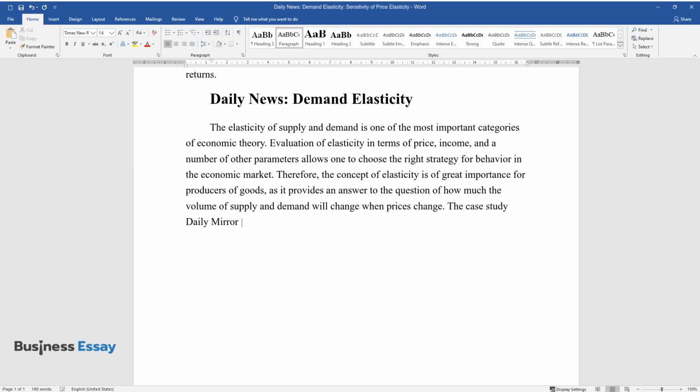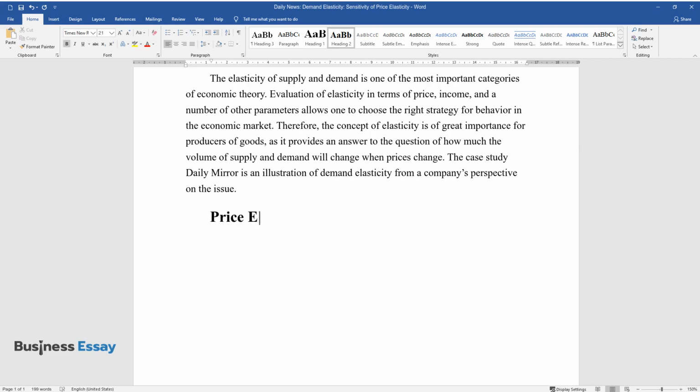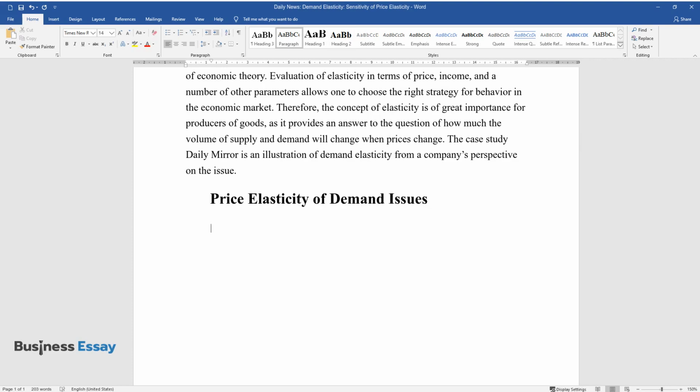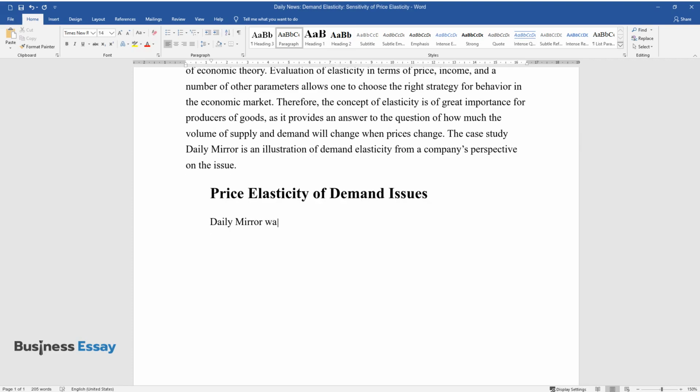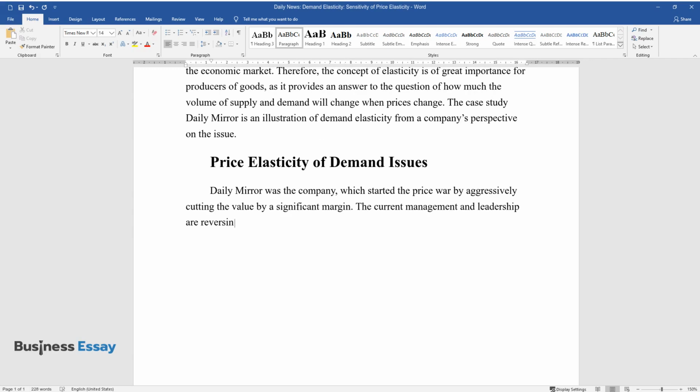The case study Daily Mirror is an illustration of demand elasticity from a company's perspective on the issue. Price elasticity of demand issues. Daily Mirror was the company which started the price war by aggressively cutting the value by a significant margin. The current management and leadership are reversing the strategy by focusing on increasing the price tag in order to be more profitable.